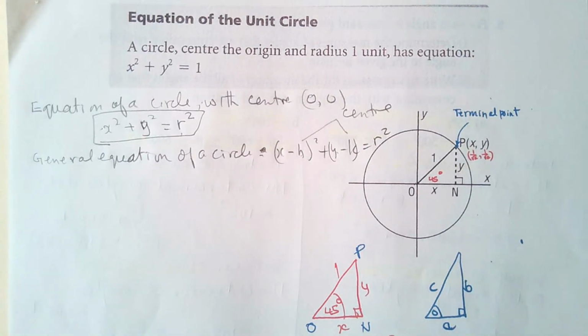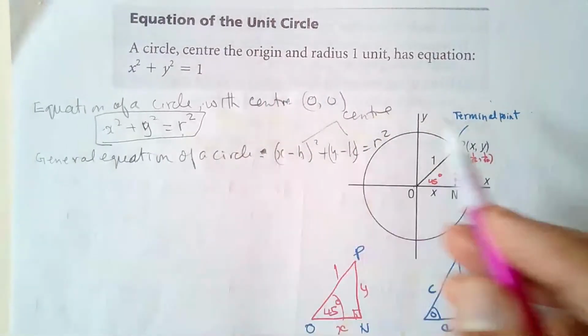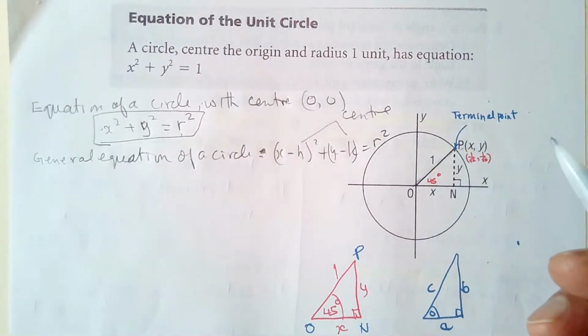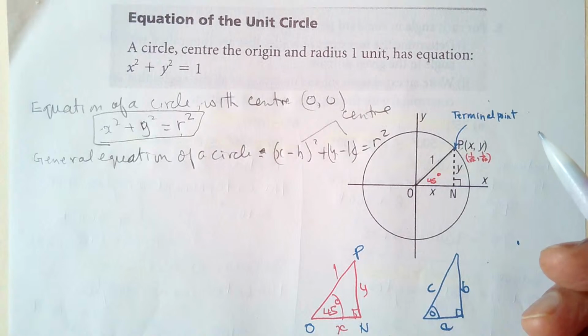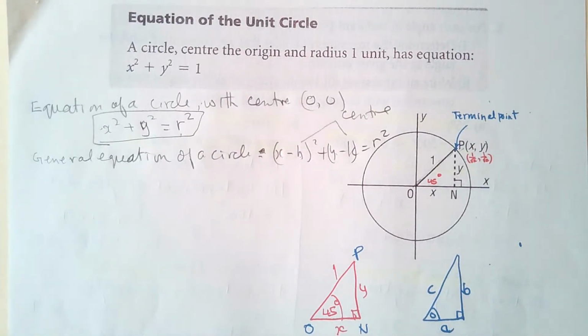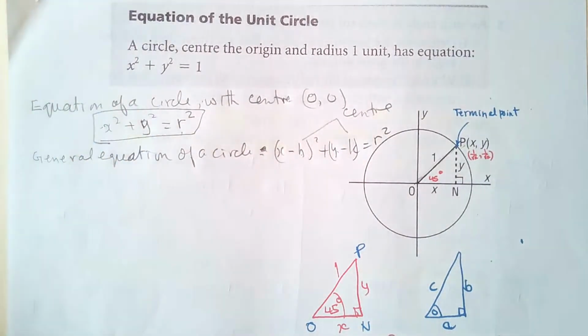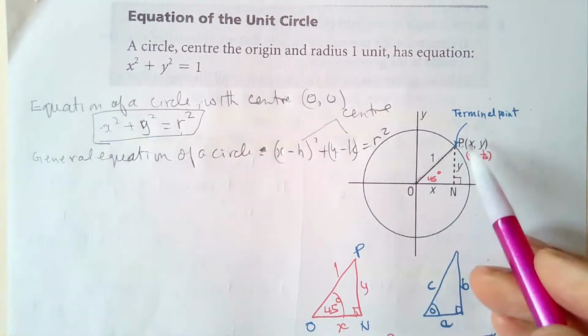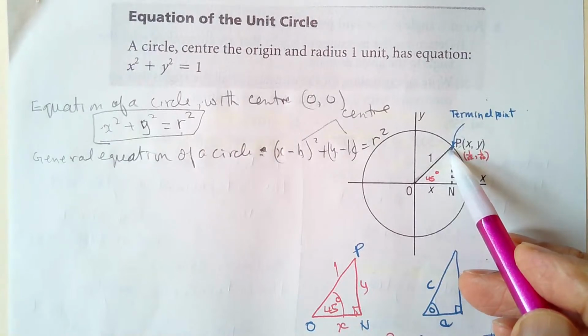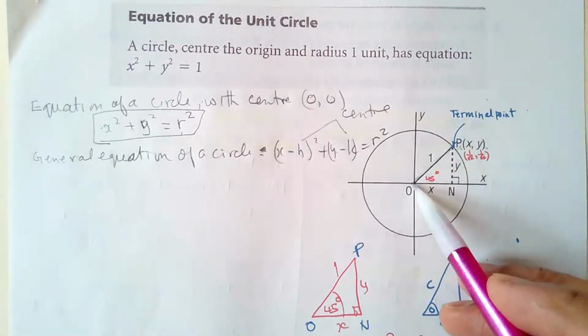So now let's look at what we call a unit circle. It's called a unit circle because we make the radius 1. So, for example, we have a circle with radius 1, and we have a terminal point P(x, y), which is 1 unit from the origin.